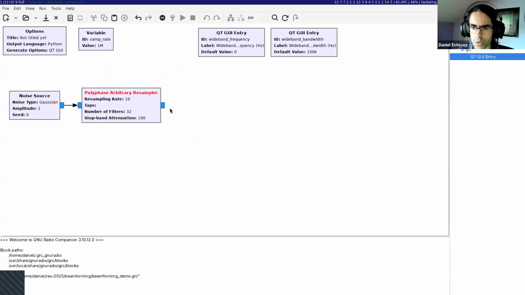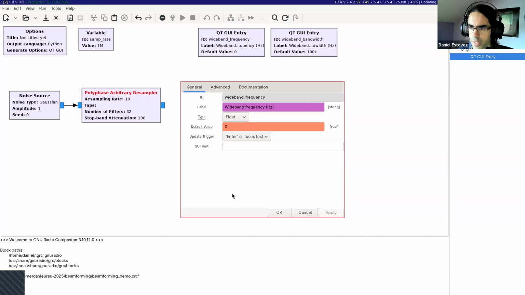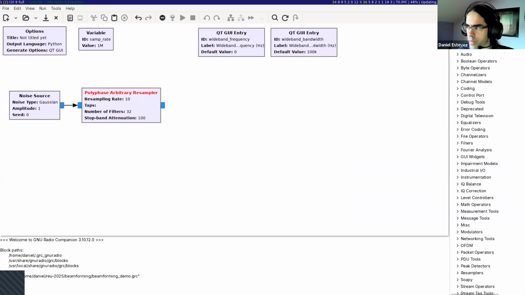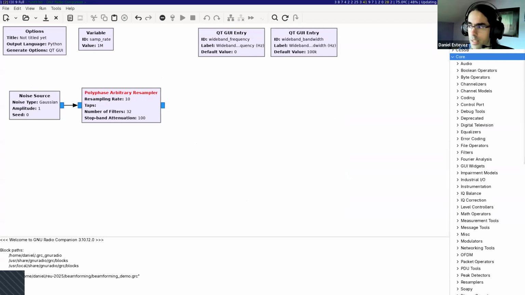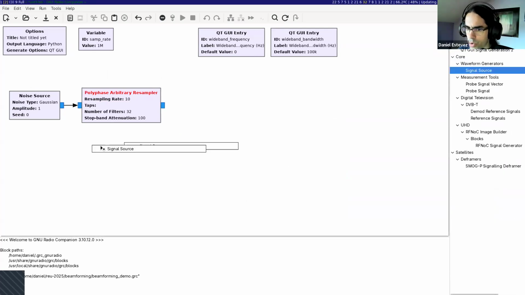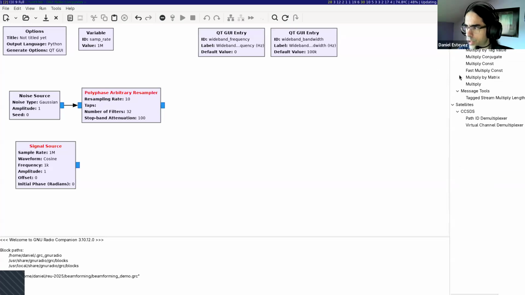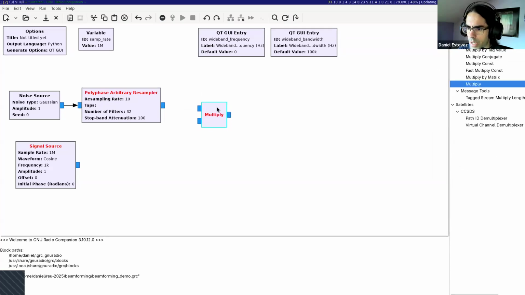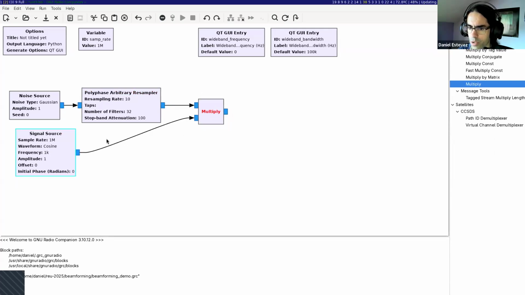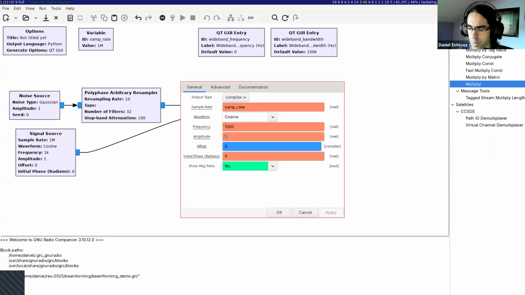Something else I want to do is I want to have the ability of shifting this signal in frequency. That is the reason I have added this wideband frequency. And then I'm going to do that with a signal source and multiplying. So you might remember that there are a number of different ways for how to shift the signal in frequency. One of them is to multiply with a complex exponential or complex cosine, as in here. And I should put here wideband frequency.